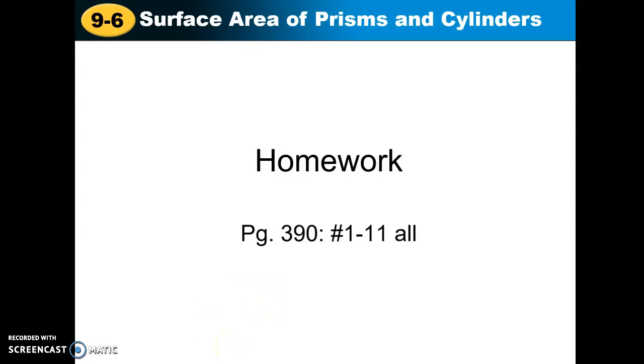Okay, so your homework, not too bad tonight. It's page 390, 1 to 11 all. And again, I set up a Google form for you. What I want you to do is actually do your homework on a piece of paper. Don't just plug things into calculators. Write out the formula. Write out what numbers go where and plug them then into a calculator and give me your answer on the Google form.